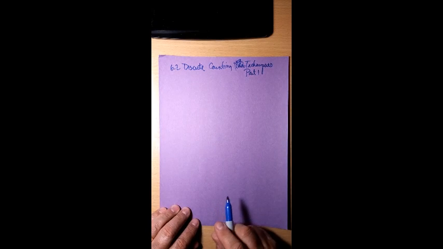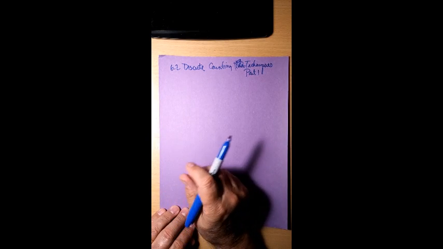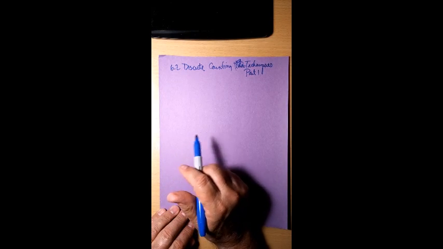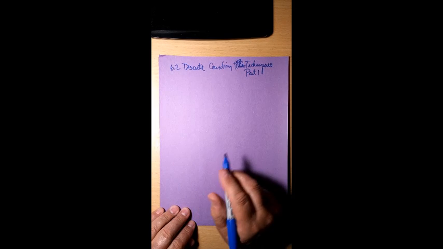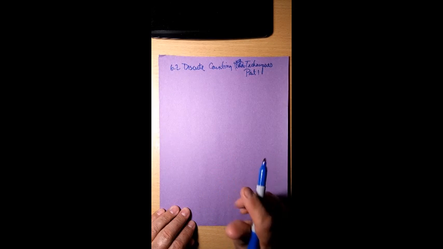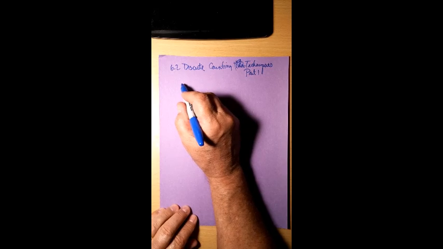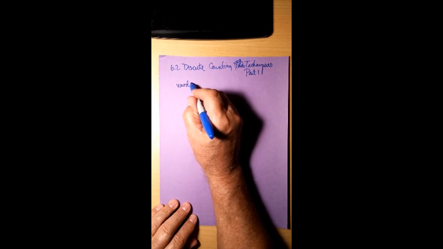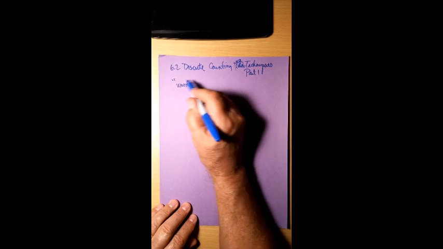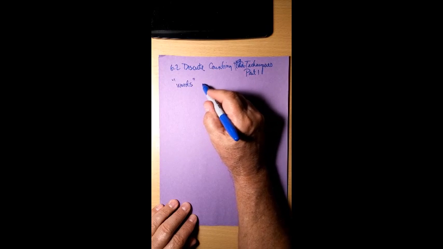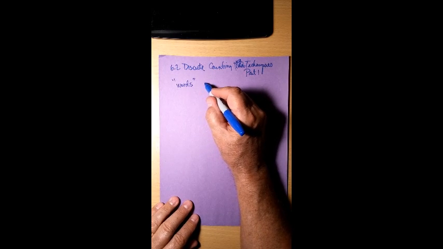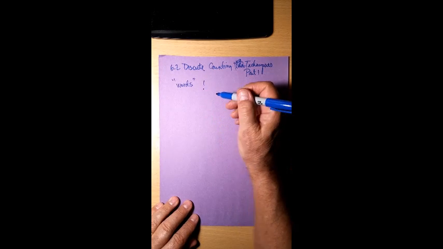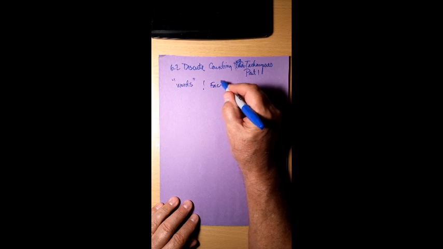So we're going to finish off by showing you a few things. 6.2 is really counting techniques. Let's review what we've already looked at. First of all, counting words, so to speak, words, uses the exclamation point, which stands for factorial.